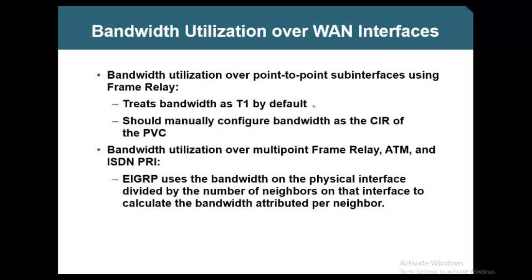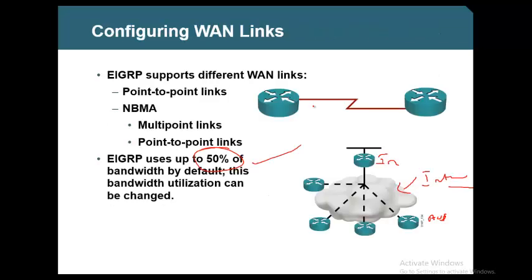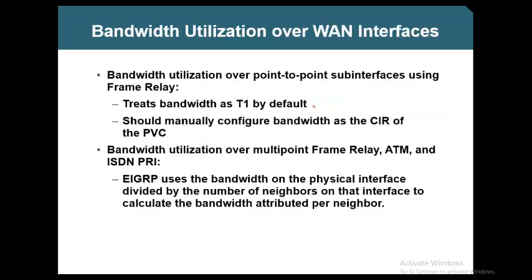Now, before that, bandwidth utilization over the WAN interface. Bandwidth utilization over point-to-point subinterface using frame relay. Here they're just trying to give you an example of why this needs to be changed. This 50% that EIGRP grabs, we should not allow it. Why? There's an example.